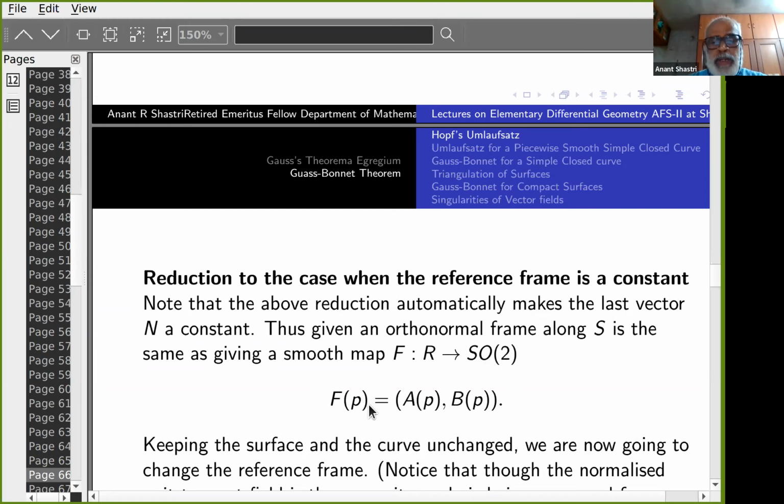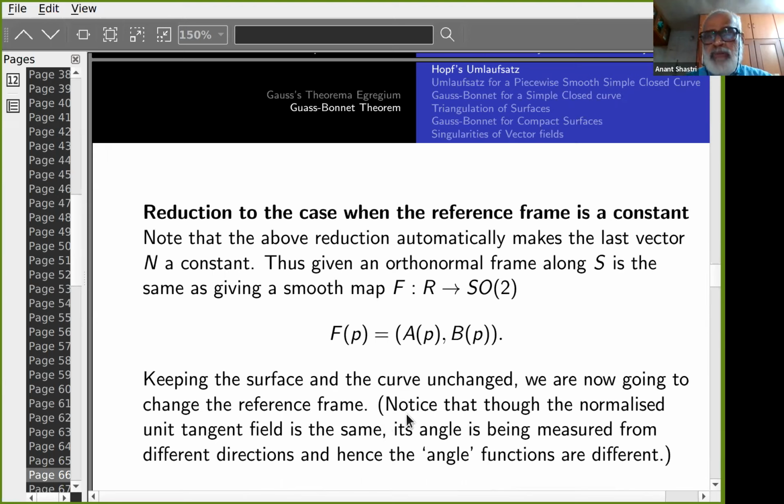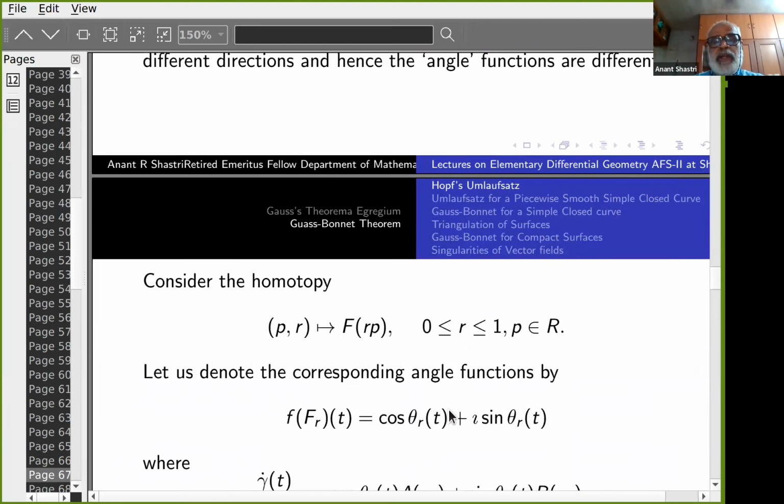So look at F of P equal to A of P, B of P, where P ranges over the surface patch, keeping the surface and the curve unchanged. We are not going to change them, but we are going to change the frame of reference. Since we are only doing the changes in R2, the normal vector is never changed. That is also one of the things that you have to do. All right, so consider now another homotopy.